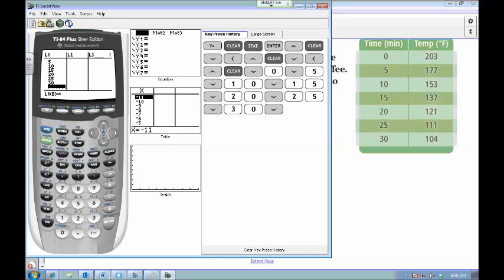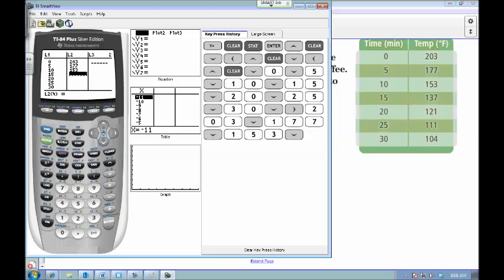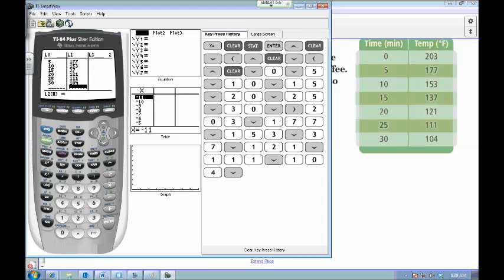Okay. Arrow over to the right. L2 would be what column? The temperatures. Okay, so fill in 203, 177, 153, 137, 121, 111, 104. Make sure that both columns are even. They should have even quantities.